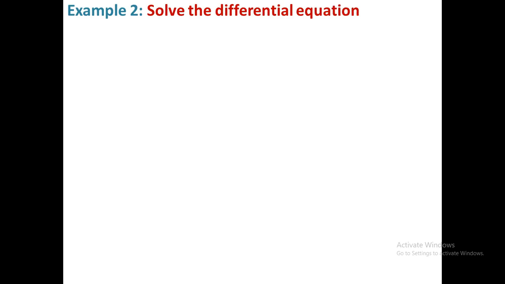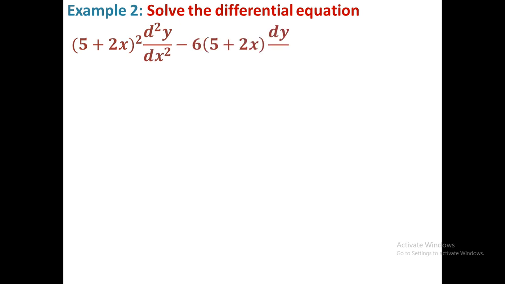This is similar to Euler's homogeneous equation, but here the coefficients are not x square or x cube. Here the coefficients involve 5 plus 2x, but the rest remains the same. In the Euler's equation, the coefficient of d2y dx2 was x square, the coefficient of dy dx was x, and then a constant. But here the coefficient of d2y dx2 is 5 plus 2x whole square, and the coefficient of dy dx is 5 plus 2x.